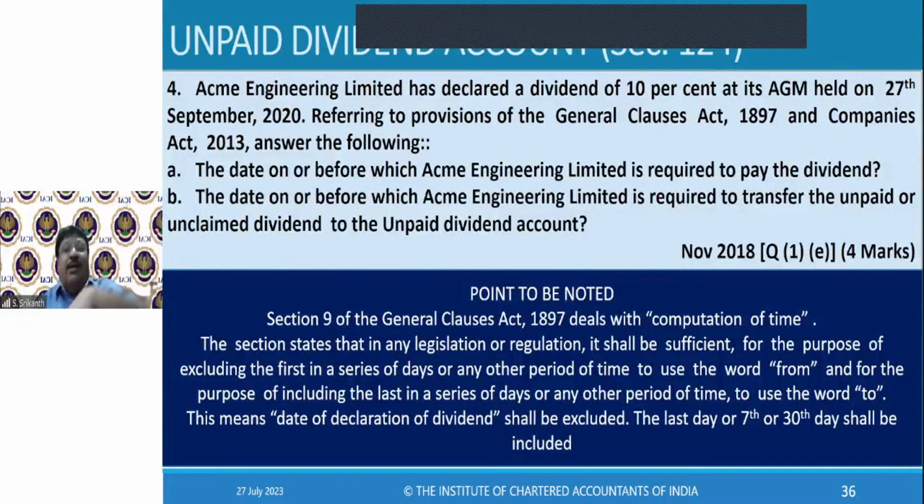The General Clauses Act has provisions on how to calculate dates. So, this company has declared a dividend at 10% at its AGM on 27th September. You should have double knowledge. You should know that the dividend should be paid on or before the 30th day. How to count to 30? The date on or before which Acme Engineering Limited is required to pay the dividend, and the date on or before which it is required to transfer the unpaid or unclaimed dividend. Two dates: one is 30 days, the other is 7 days.